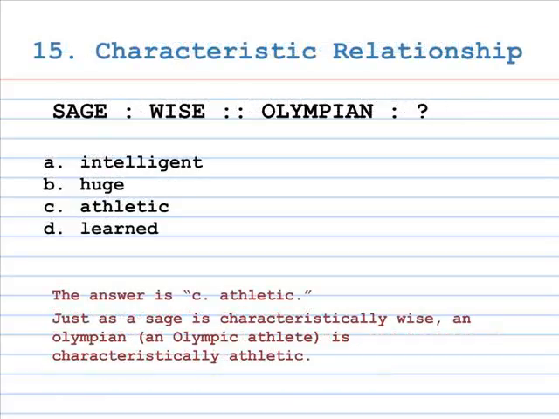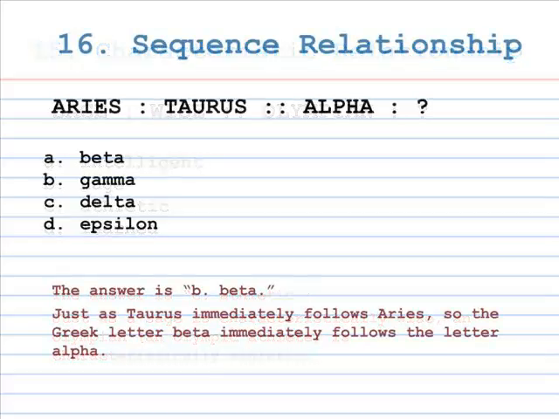15. Characteristic relationship. Sage is to wise as Olympian is to: A, intelligent; B, huge; C, athletic; D, learned. The answer is C, athletic. Just as a sage is characteristically wise, an Olympian, that is, an Olympic athlete, is characteristically athletic.